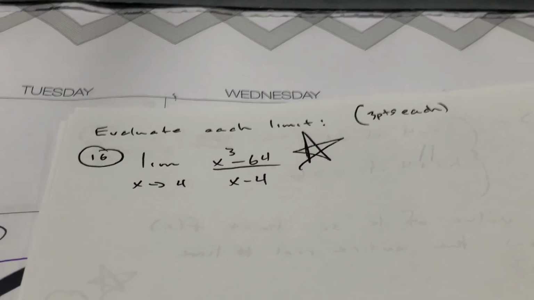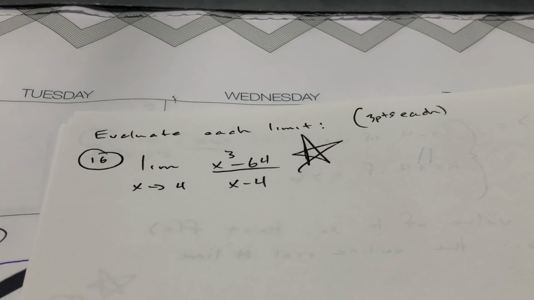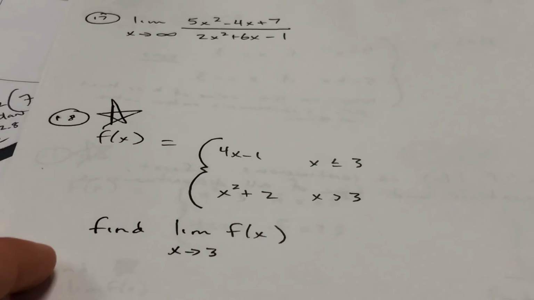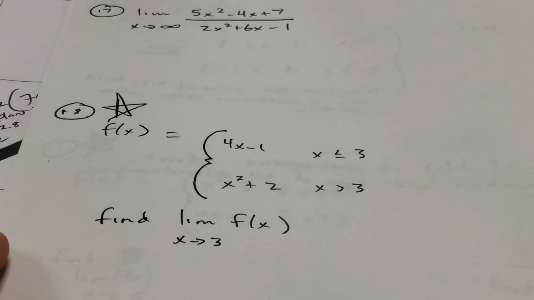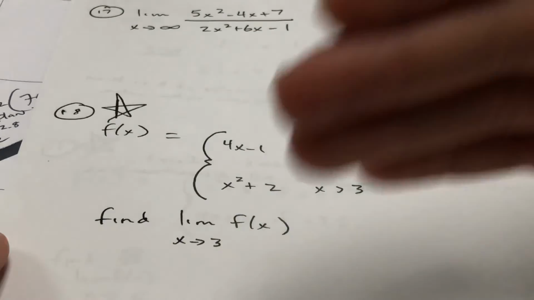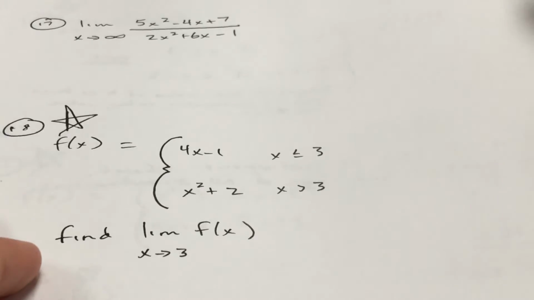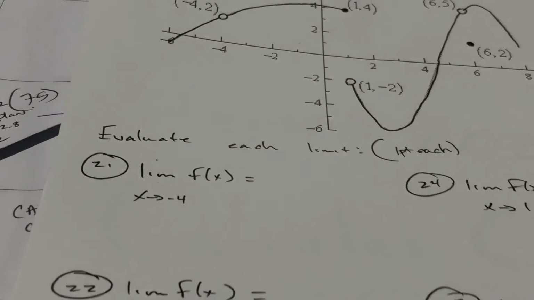16, x cubed minus 64 is x minus 4 times x squared plus 4x plus 16. The x minus 4's cancel. Plug it in. Find the limit as x goes to 3. Another one of these, just plug 3 in for x. Here you get 11, there you get 11 too. The left side equals the right side. The limit is 11.